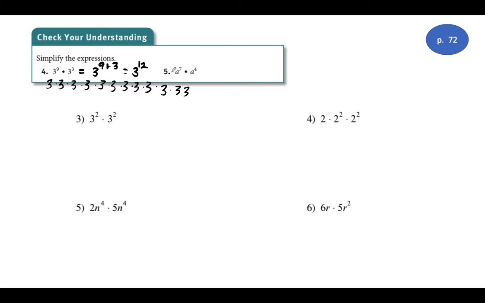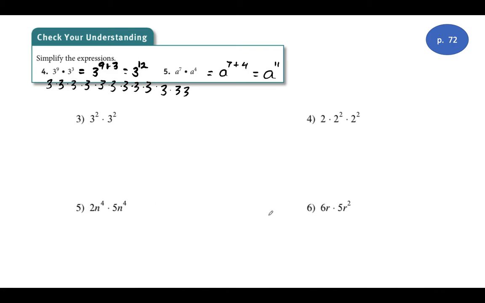So let's look at number 5. A to the 7th times a to the 4th. I'm not going to write 7 factors of a and 4 factors of a. I'm going to add the exponents together because when I multiply powers with the same base, I can add the exponents to get my new exponent. So a to the 11th power.